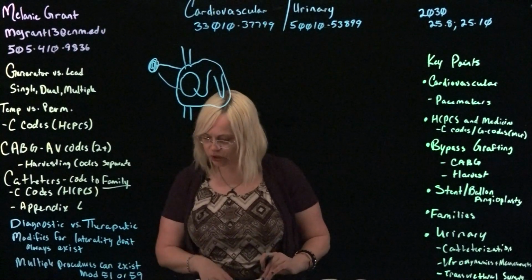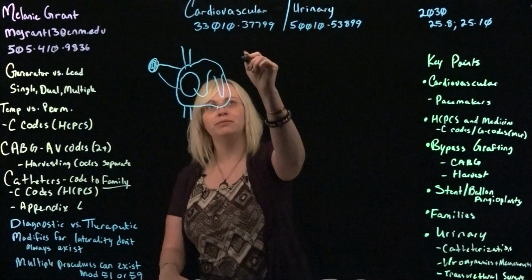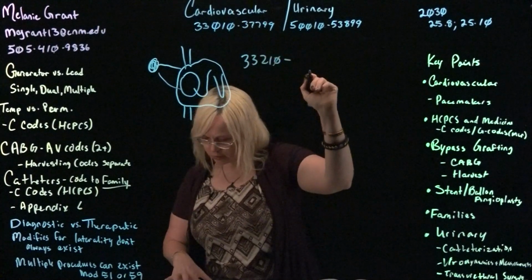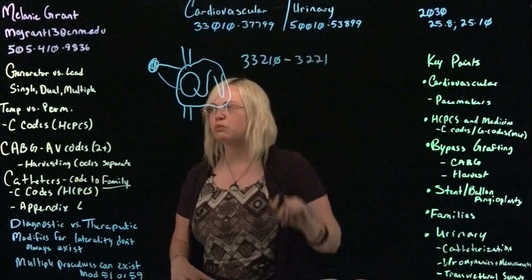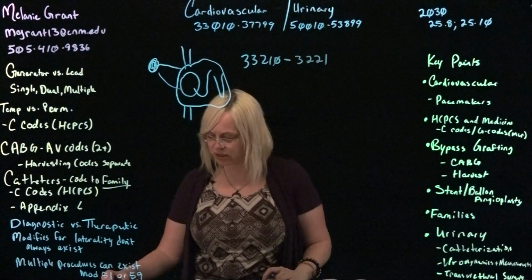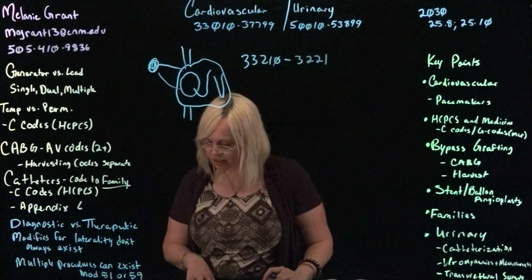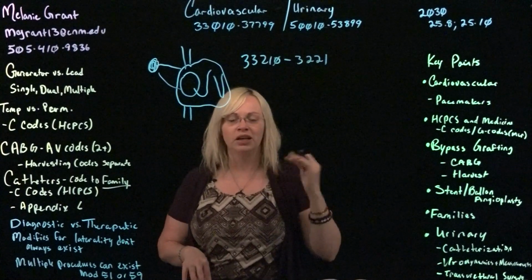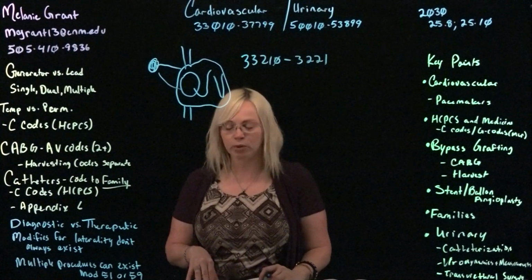Let's see, codes 33210 through 33221 are your temporary pacemakers. These are going to be put in transvenously. They're not intended to be permanent, so a lot of times a patient may get this done during an incident with the plan to come back and get a more permanent one.